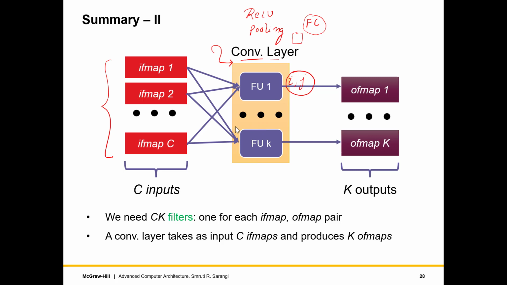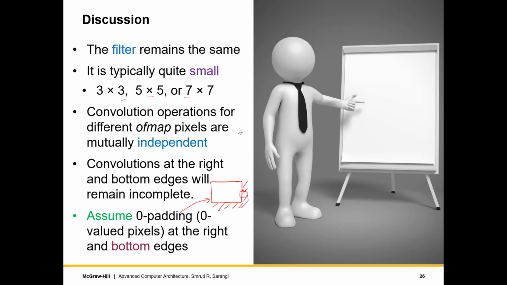So let me explain this in a different way. Let us assume that we have C input channels. And as I said, the convolutional layer is taking in C input channels and producing K output channels or K OF maps, right? So that is its input, C inputs and K outputs. Internally, you will have K functional units where each functional unit will take as an input all the input channels. Then what it would do is it would basically do this.